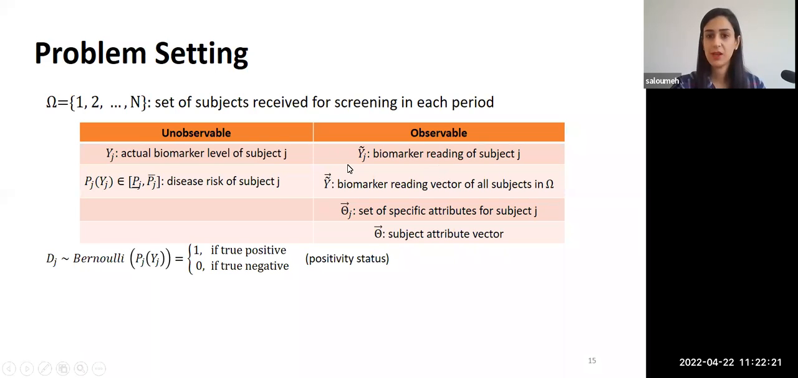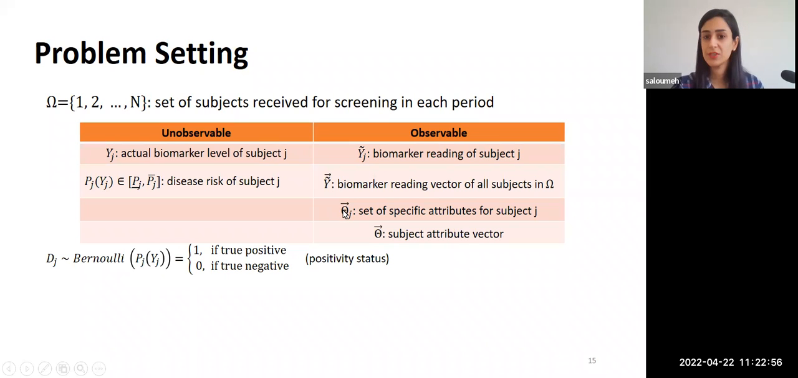On the observable side, we can measure the IRT value of newborns, that's YJ tilde. And then we have a vector of the measured IRT value of all newborns in one day. And we care about this vector because there are some environmental factors that can affect the IRT value of all newborns in one day. So it means that the IRT values may be correlated. For example, if one day the weather is really cold, the IRT value of all newborns tend to be higher. So that's why we need the entire vector to make decisions.